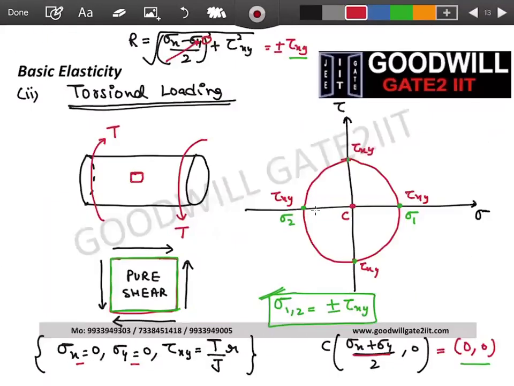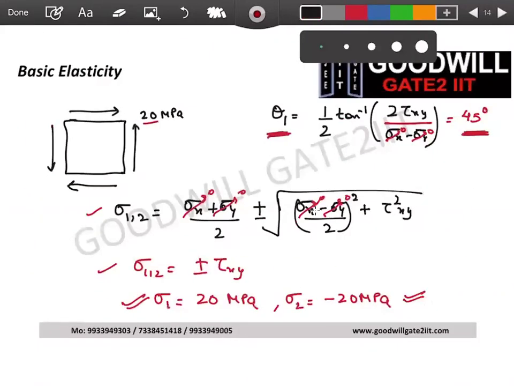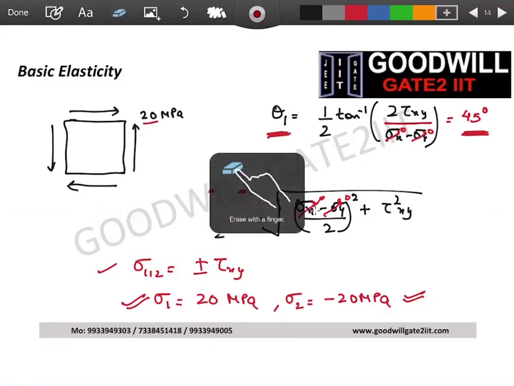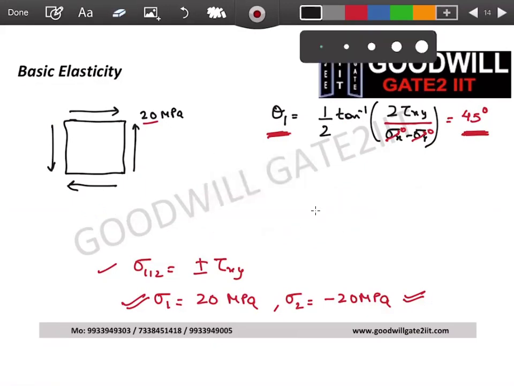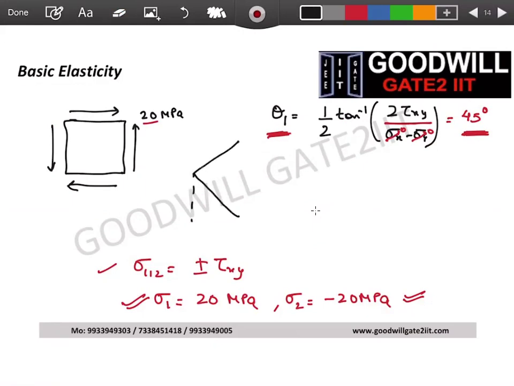Now, what do you mean by this? Physically, the meaning of this term is, if you rotate this body by 45 degrees, let me do it here. If you rotate this body by 45 degrees.